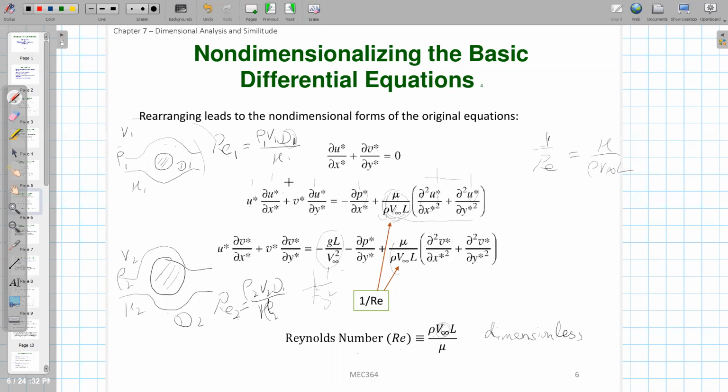After I get U star, V star from the measured problem, I can quickly calculate them just by dividing by the velocity v infinity. Because they have the same Reynolds number, this will also be the solution of the other problem. Then I can get the flow field of this one by simply multiplying U star, V star by this v2 to scale it back.